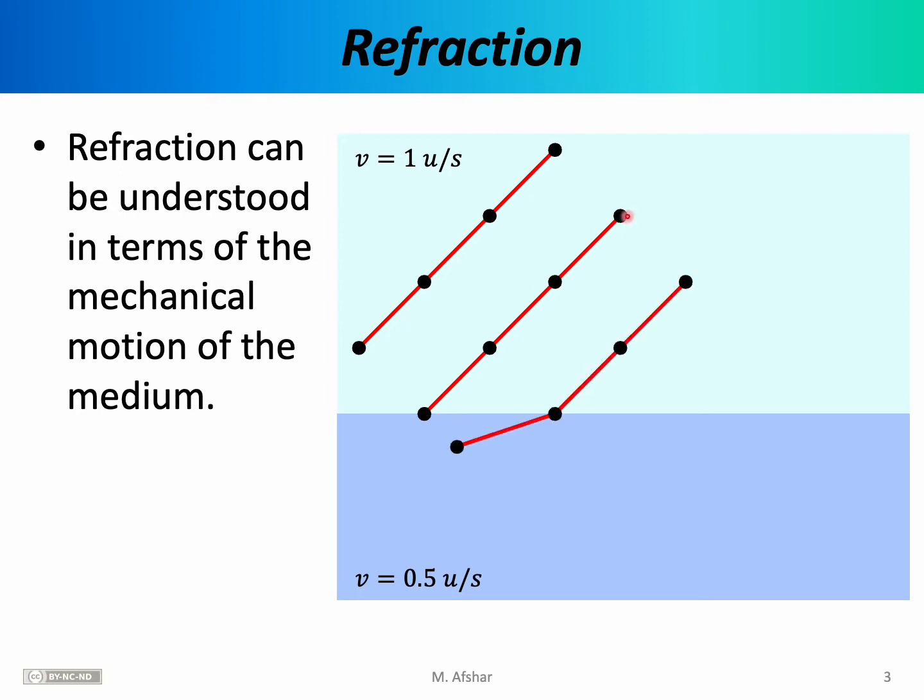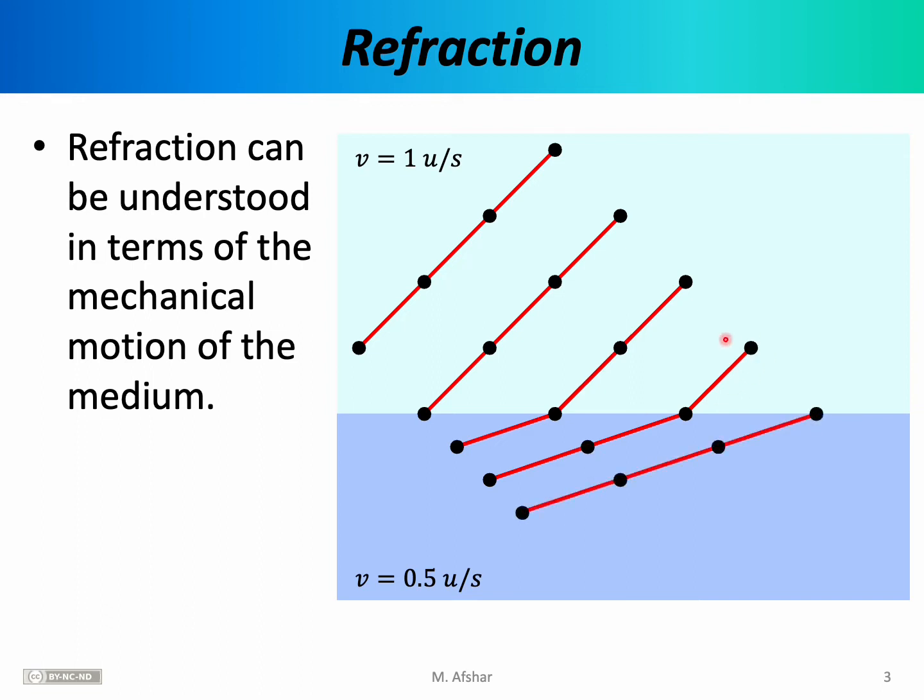A second later, this point will again move forward by 1 unit, this point will move forward by 1 unit, this point will move forward by 1 unit, but this point here is now traveling inside the second medium where things happen more slowly. The wave propagates with a speed of 0.5 units per second in the second medium, so this point moves forward only half a unit. A second later, this point moves forward by 1 unit, this point moves forward by 1 unit, but these 2 points will move forward by only half a unit.